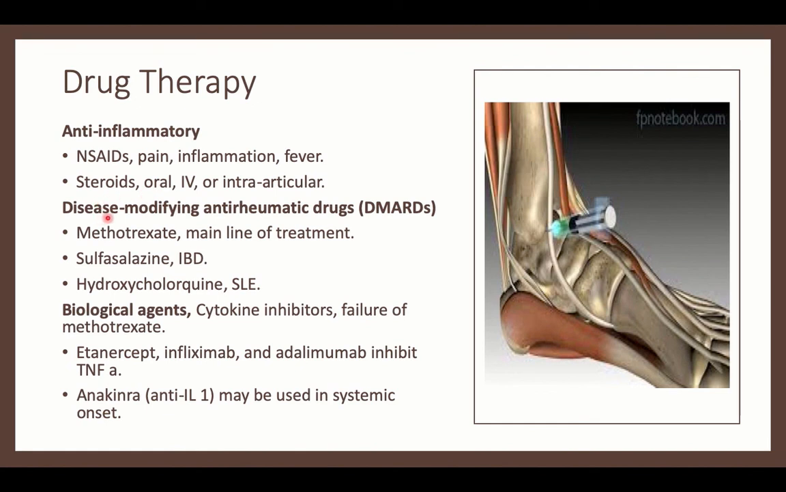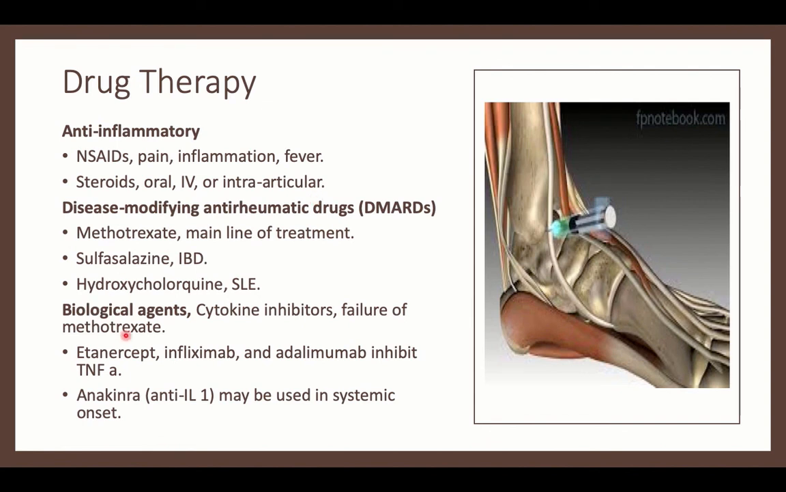Other lines include disease-modifying anti-rheumatic drugs, with methotrexate as the main line of treatment of JIA. Okay, sometimes sulfasalazine is used, especially if the arthritis is associated with inflammatory bowel disease. Hydroxychloroquine is used also, especially in cases of systemic lupus. These are the disease-modifying anti-rheumatic medications.